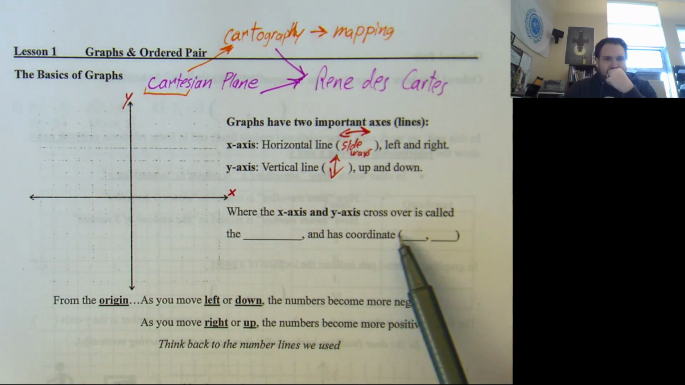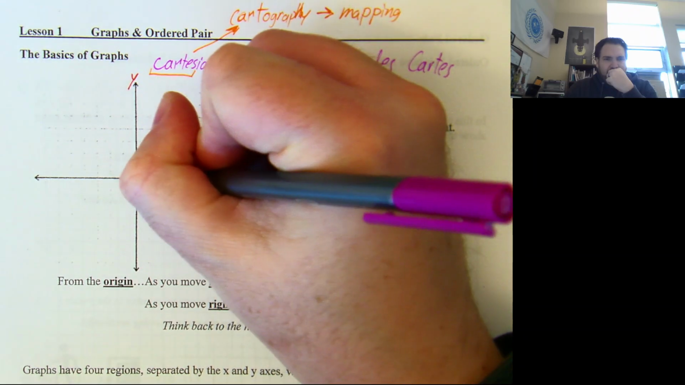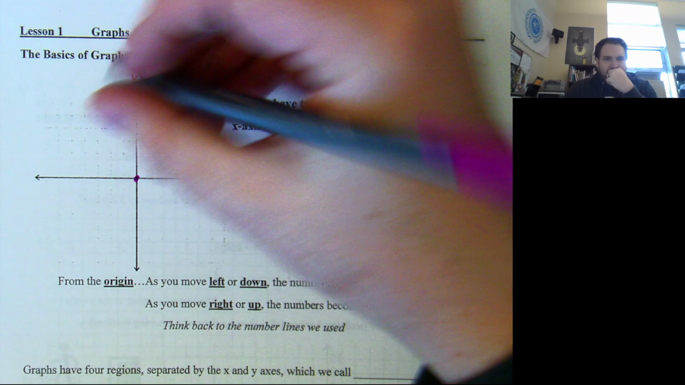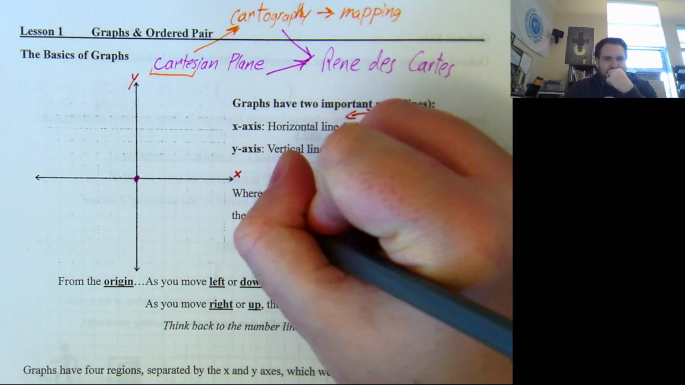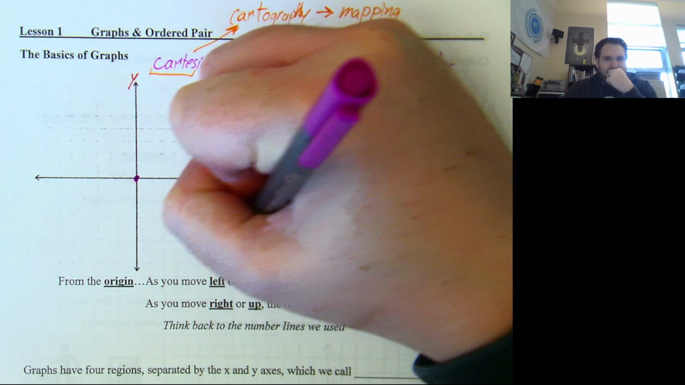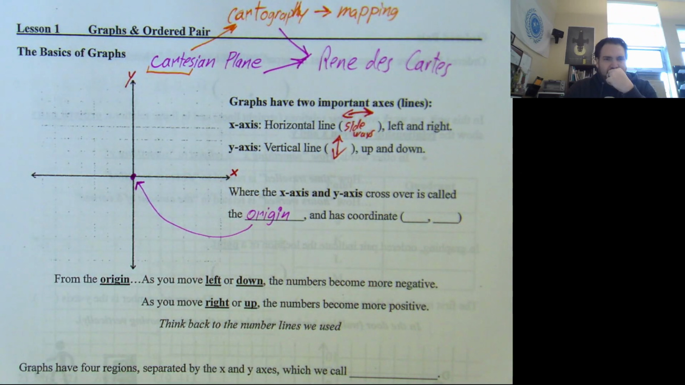Where the X and Y axis cross over is called what? Like X and Y meet right there. That point has a name. What's it called? Someone just said it. Say it louder. The origin. That's that guy right there. Where the X and Y axis meet, that's called the origin.